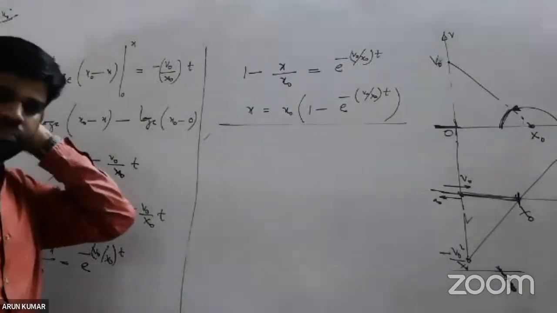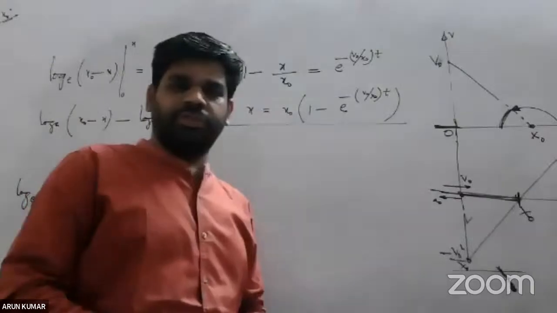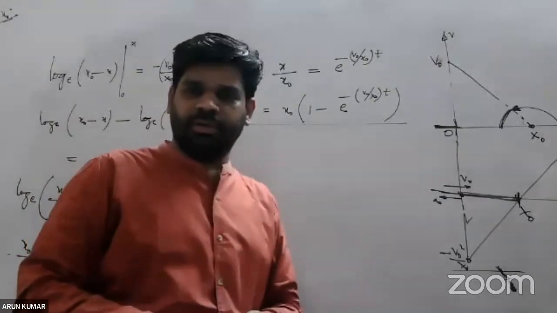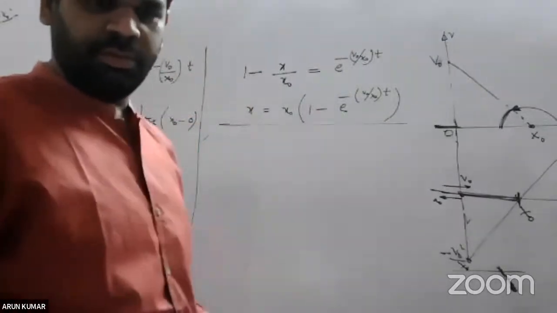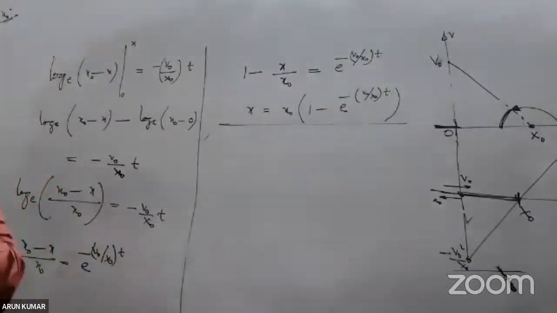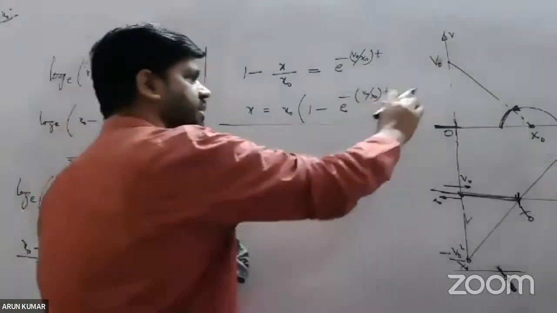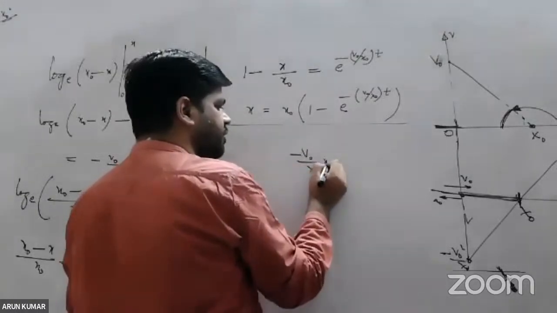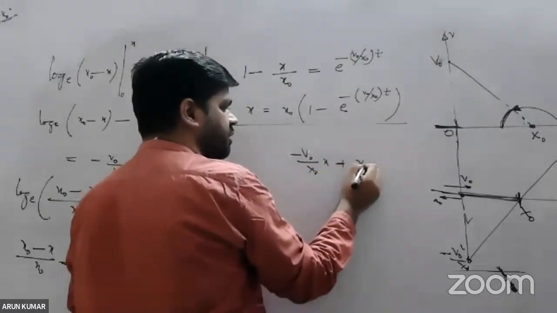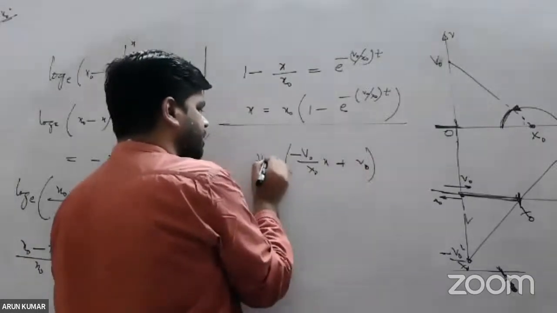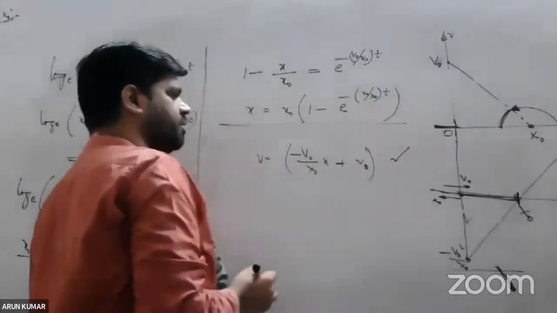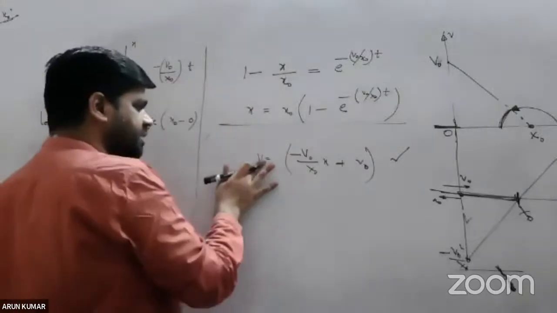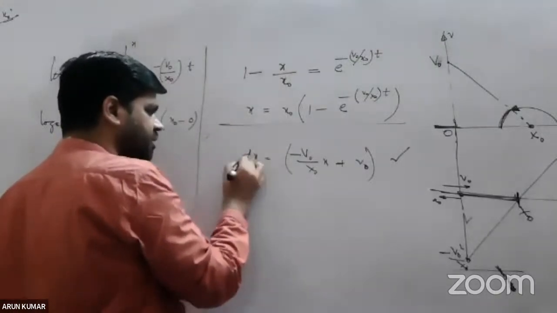Sir, can you explain once again? Yeah, sure. Who is it? Preeti, sir. Yes. Alright, yeah, sure. Look at this. I got a function, I got a graph whose equation was v equals v naught by x naught into x minus x... sorry, plus v naught. This graph you have understood. This is the first step. In the second step, I've written v as dx by dt.